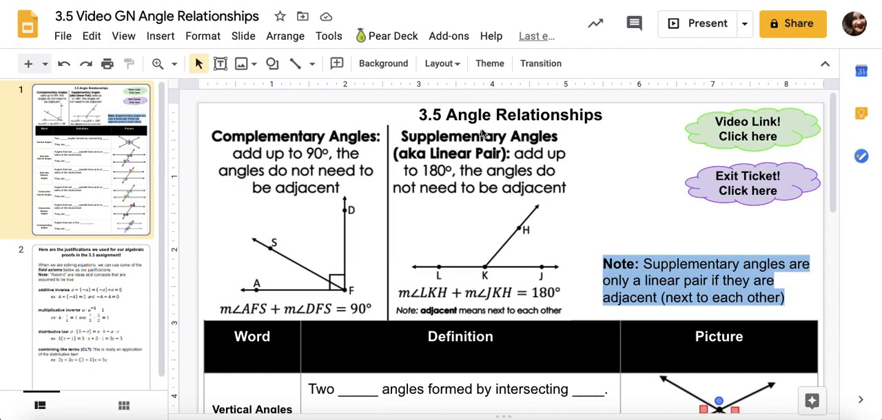Going to talk about some special angle relationships. First, we need to kind of review some things that you have learned before.